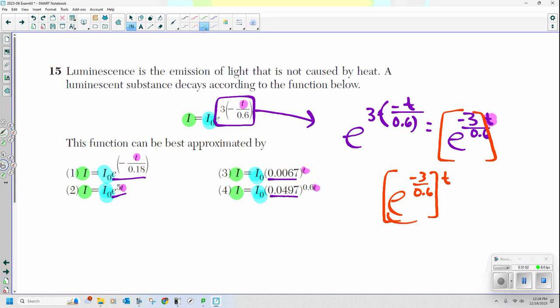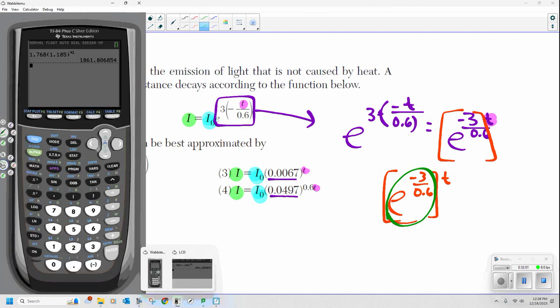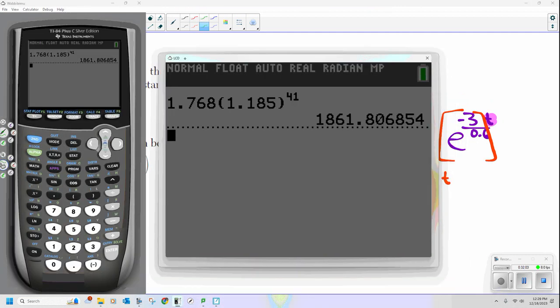Yep, I hit the green link. Put that in the calculator. That's all I'm going to do. I'm going to see if it looks like one of the options they gave me. So they're really just testing you to see if you can break apart that exponent.